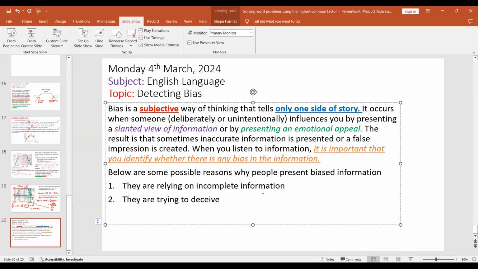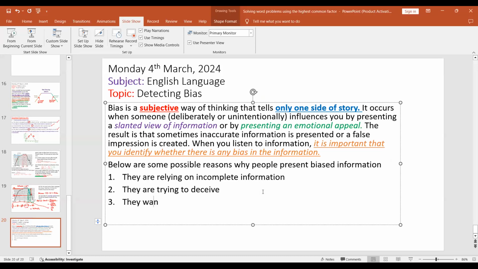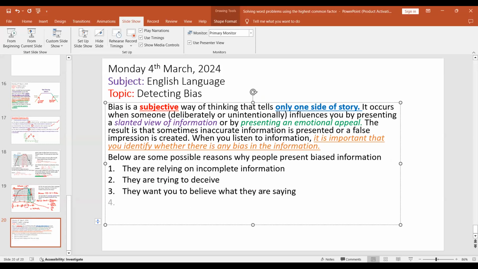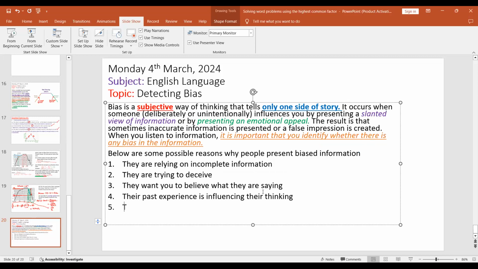Okay, the next thing about bias is that they want you to believe what they are saying, and their past experience is influencing their thinking. And they are trying to persuade others.